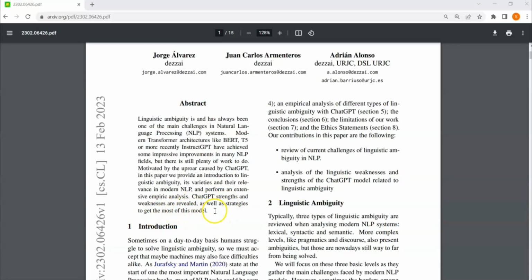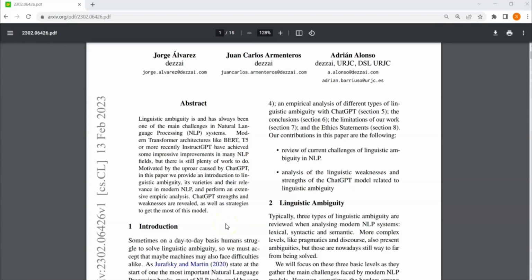Essentially, old and basic embedding architectures did not do well with respect to linguistic ambiguity, as they couldn't extract meaningful representations from the sentences, whereas modern transformer architectures like BERT and T5, as they're trained on large language data, have a good, impressive improvement compared to them. So in this particular paper we are trying to see how ChatGPT responds to linguistic ambiguity.